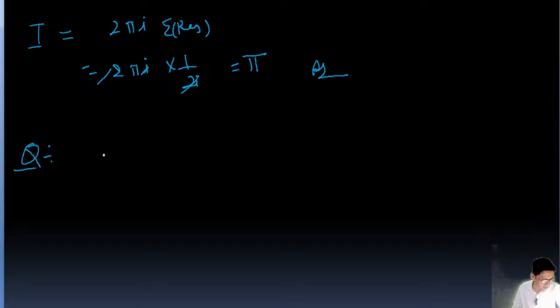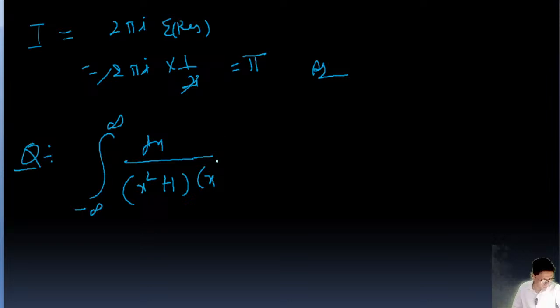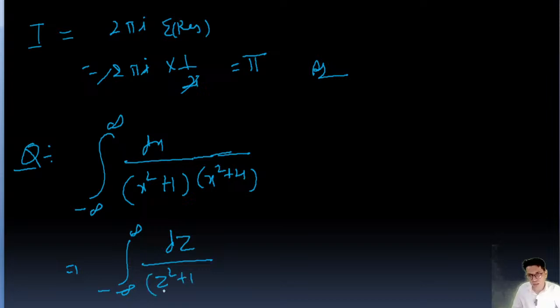Next question is, we have to find the integration from minus infinity to plus infinity of dx upon x square plus 1 into x square plus 4. I'll tell you the trick of solving these as well, but before that, I will solve it with the proper method. So here we can write, this is a polynomial of x, the integration from minus infinity to plus infinity of dz upon z square plus 1 into z square plus 4.